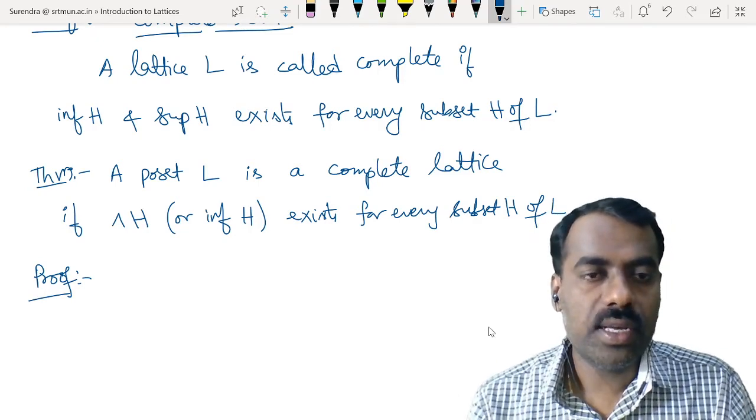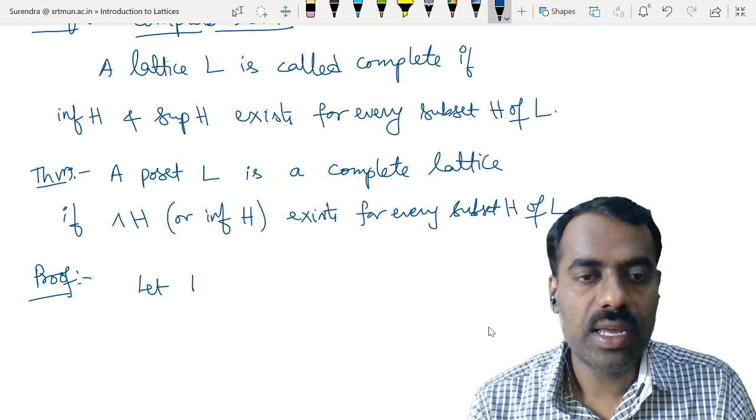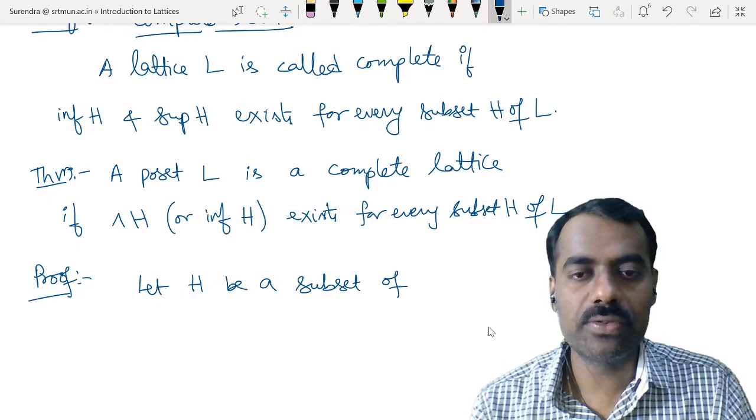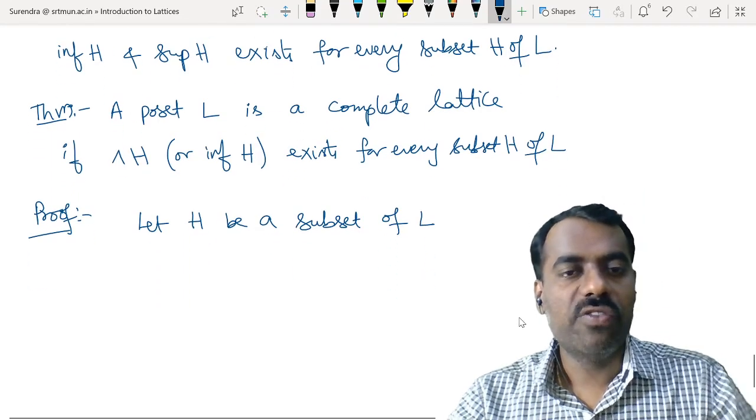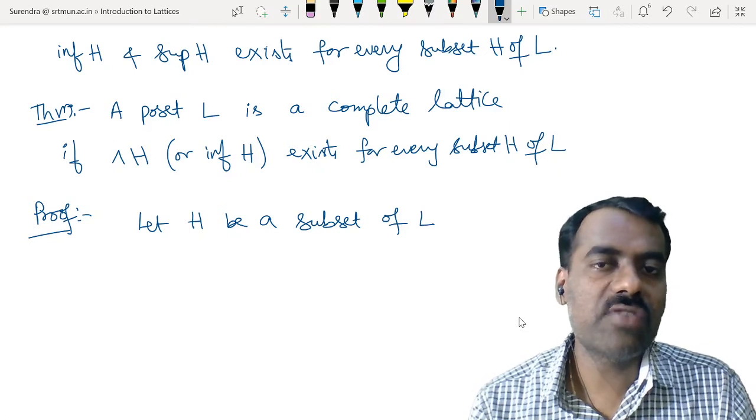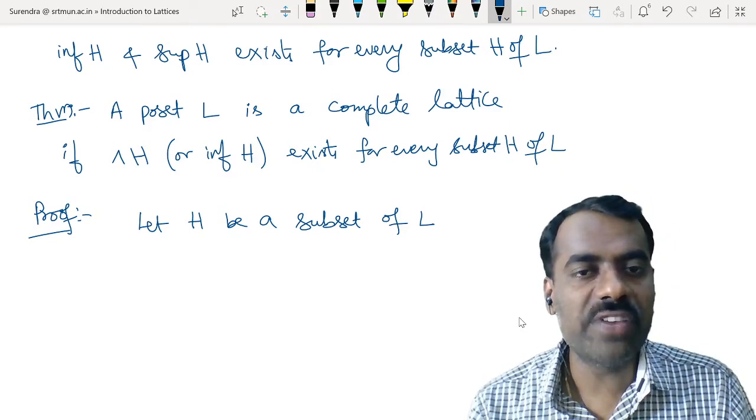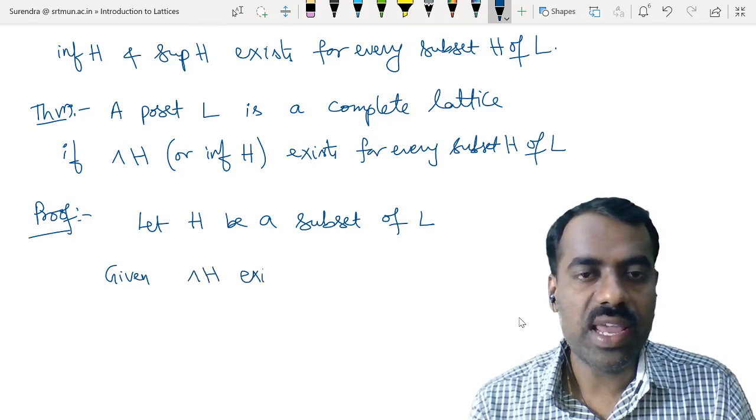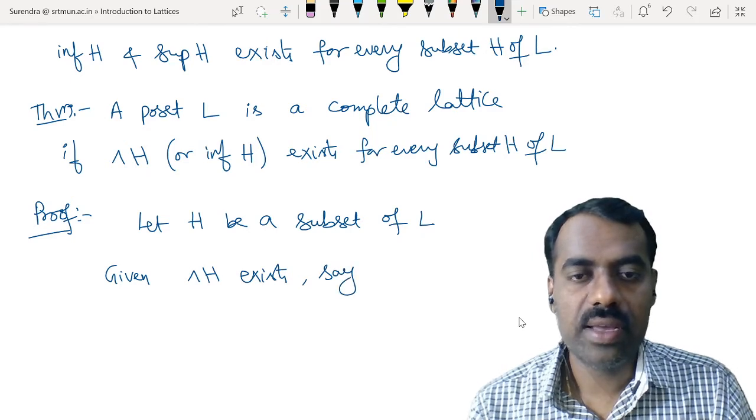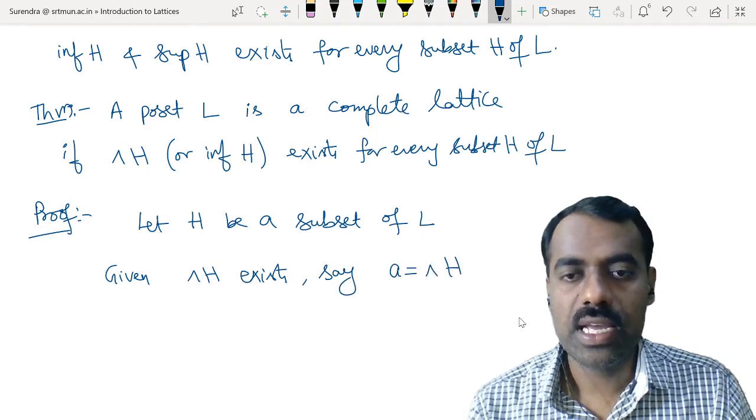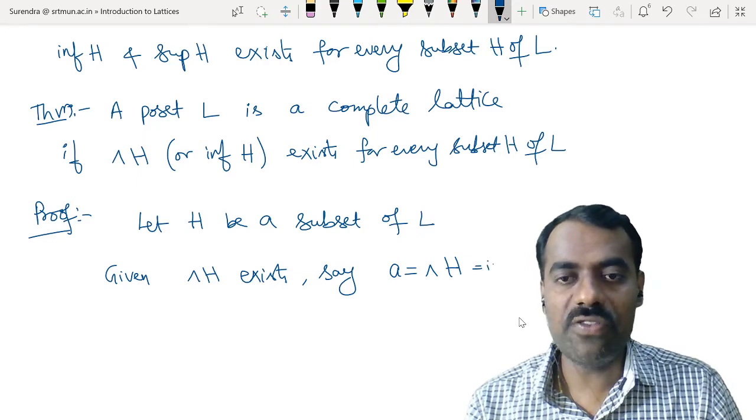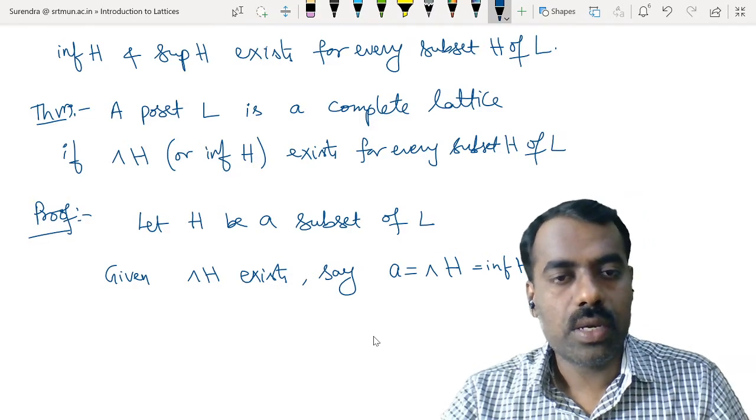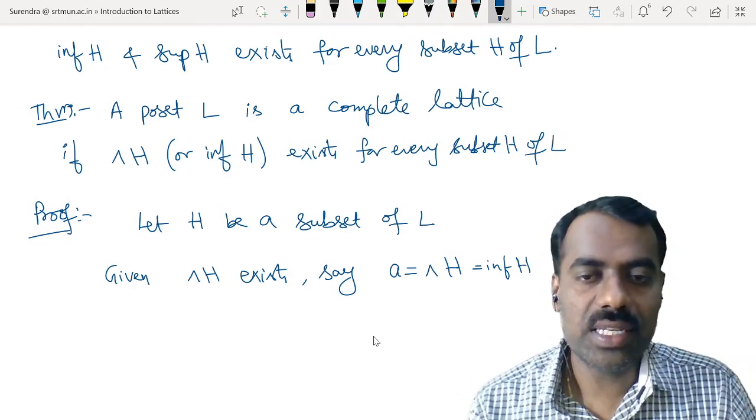So you start with: let H be a subset of L. We want to show that for this H the supremum exists, then it will become a complete lattice, because the infimum of H already exists. Given that the meet of H exists, say A is equal to the meet of H. What is the meaning of this? That is nothing but the infimum of that set H. For any subset this also exists.